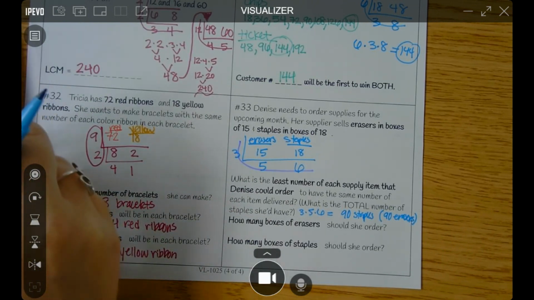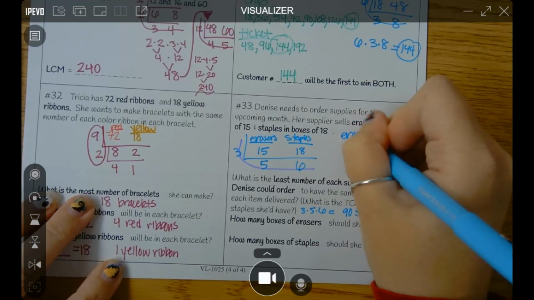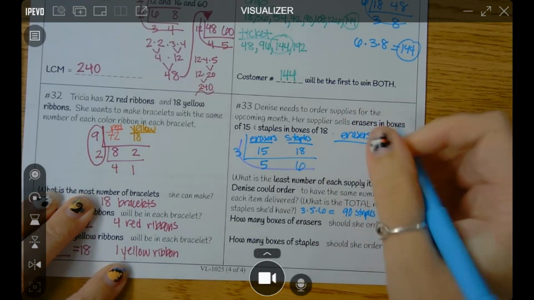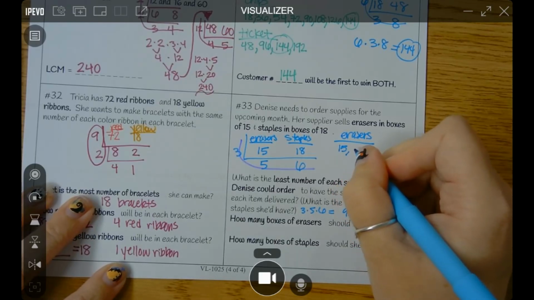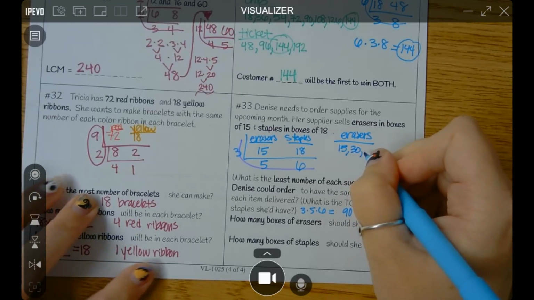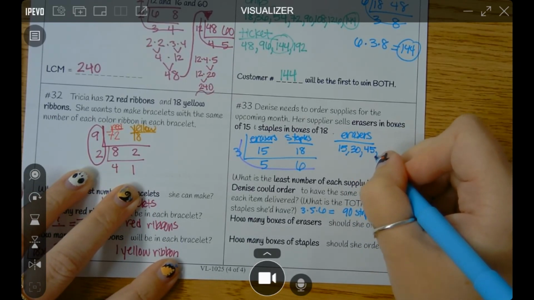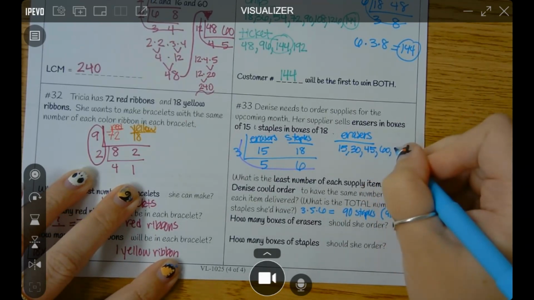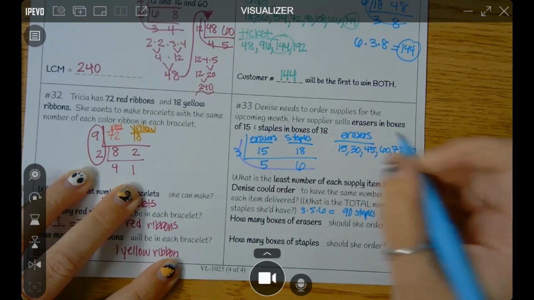And if you're like, I don't get it, okay, think of it this way. When you're ordering erasers, you ordered 1 box. How many erasers do you have? You have 15. If you order 2 boxes, how many erasers do you now have? Another 15, which makes 30 total erasers. If you order another box, add 15 more, you have 45 erasers. Add another 15, you have 60. Add another 15, you have 75. Add another 15, and you have 90. I ran out of space.